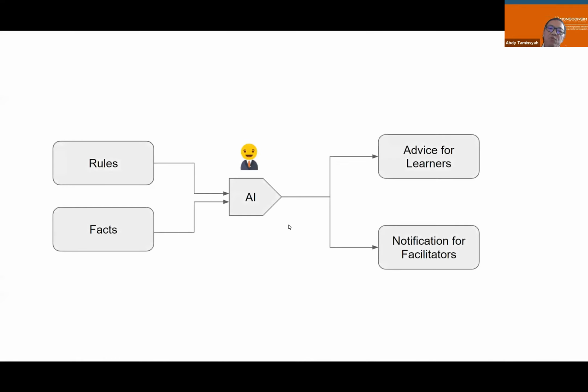So we have the rules. By the way, the AI that we're talking about here is rule-based AI. We're not using statistical-based AI. Why? Because there's simply not enough data, and we're not trying to become the chess player, like IBM's Deep Blue, DeepMind and so on. We are trying to teach student learning. So our AI is just a rule-based AI. We have rules and facts, and then the AI will do the teaching to the learners as well as notify the facilitator.